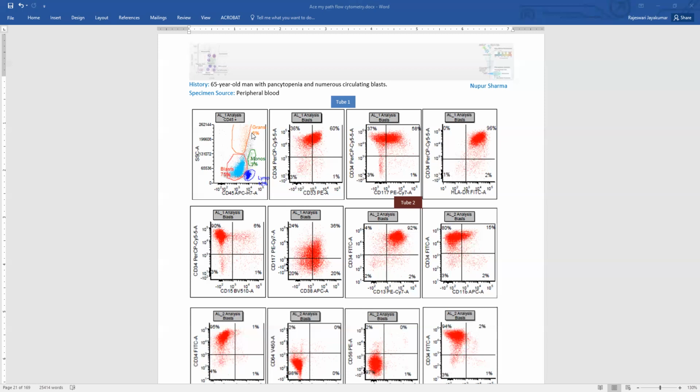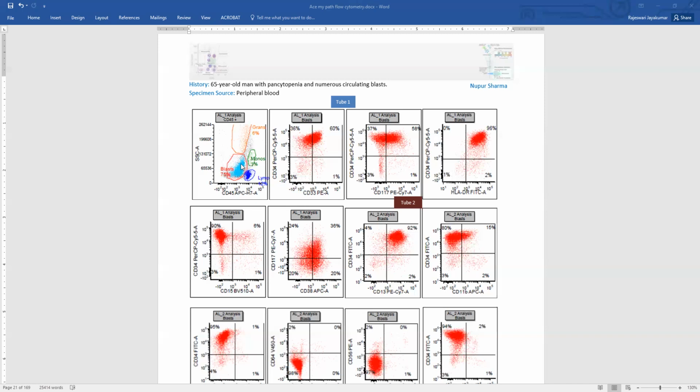And they have high side scatter because all granulocytes have a lot of granules in their cytoplasm. So that contributes to their side scatter. And also, as they mature, the nuclear complexity increases. There is increased lobation, and that also contributes to the side scatter.